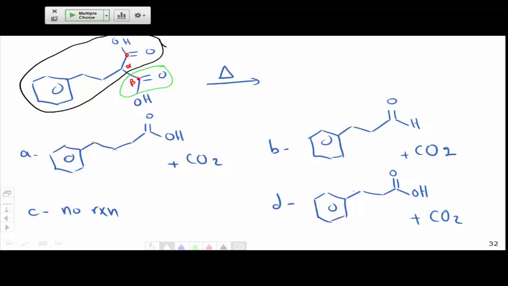Make sure to count the number of carbons, because as you can see, the only difference between all these choices is the number of carbons. So 1, 2, 3, 4 carbons and the benzene. 1, 2, 3, 4 carbons and the benzene ring, which makes A the right answer. Okay?